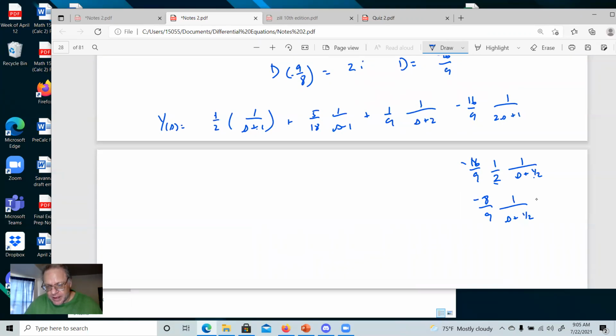Then we have 1/9, 1 over s plus 2, 5/18, 1 over s minus 1, and then 1/2, 1 over s plus 1. Okay, because the table only has an s minus something, it doesn't have an as plus b down here, it just has s. Those are your choices.